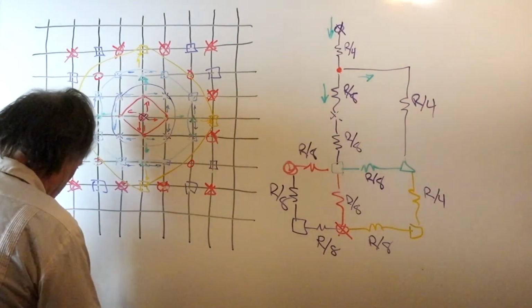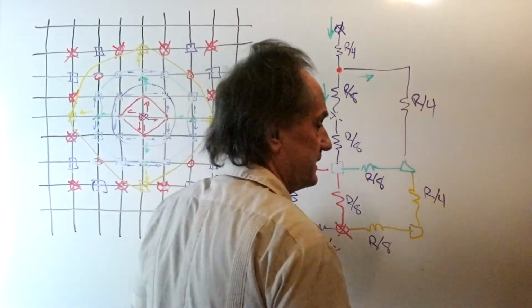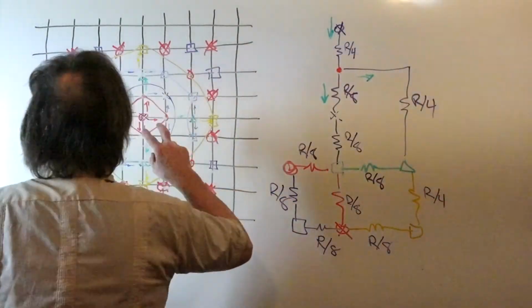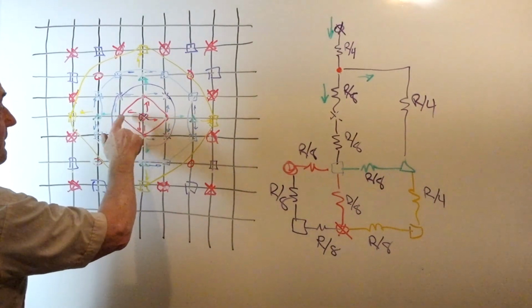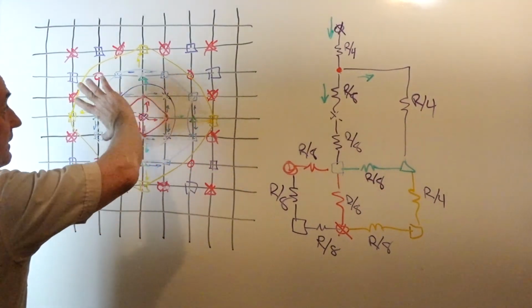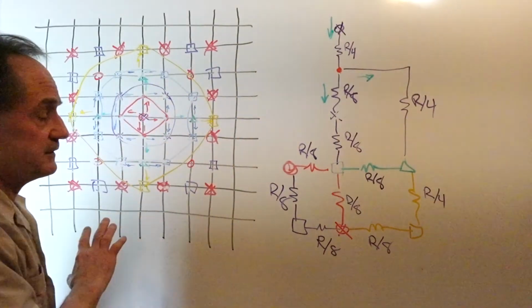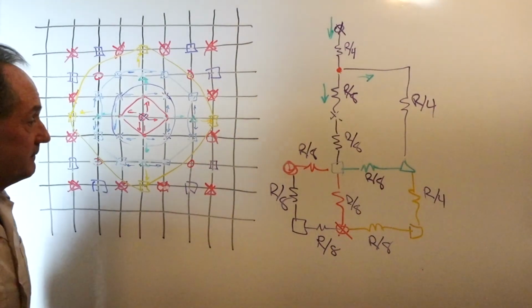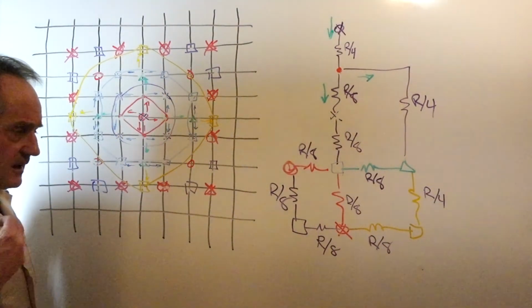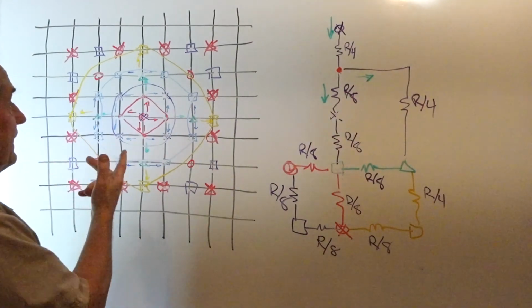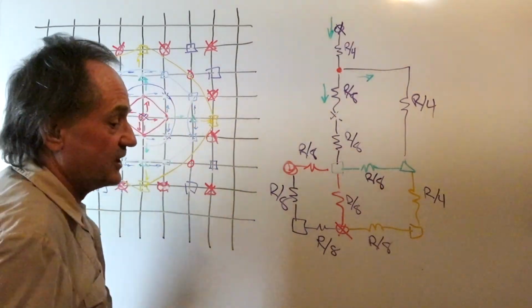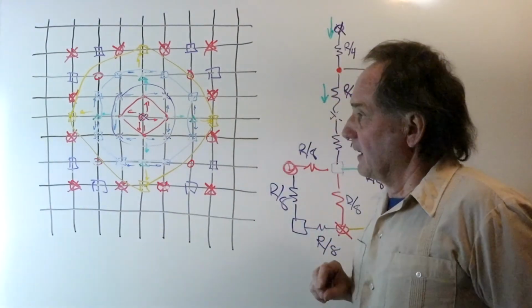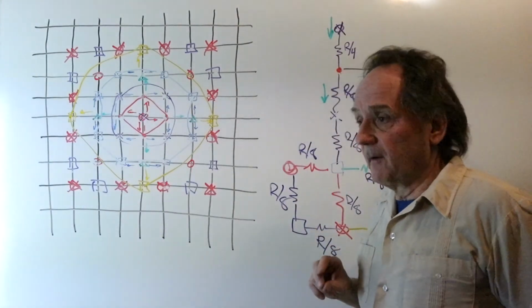So hope that helps you understand the nature of this network and why you cannot invoke symmetry in the current splits once you get beyond the first division, because it will not satisfy Kirchhoff's current laws and voltage laws as you get further out into the network. I'll give you a hint to find the equivalent resistance between the two adjacent nodes. It is not a rational number. It turns out it's an irrational number.